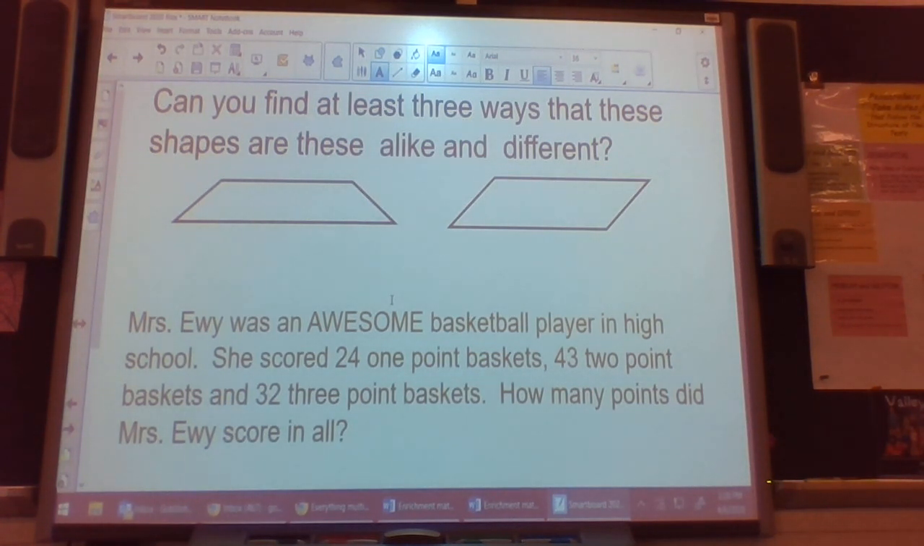First, we need to figure out, how are these shapes alike? Let's do that first. Some attributes I see are that both of these shapes have 4 sides. They have at least 1 set of parallel lines. That would be another one. They have 4 vertices. Also, for a bonus, they both have 2 acute angles and 2 obtuse angles.